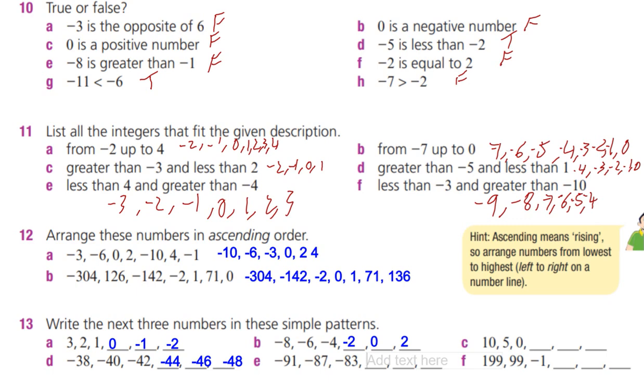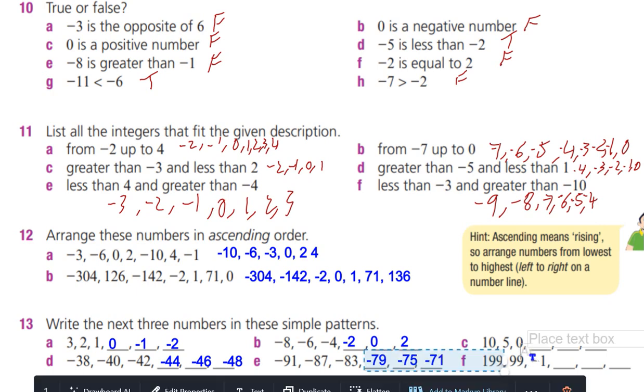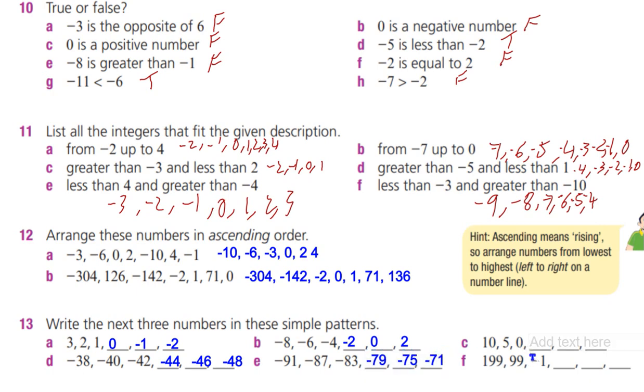When the numbers get smaller in the minus, it means it's getting closer to 0, it's getting bigger. So that will be minus 79, minus 75, minus 71. This will be minus 5, minus 10, minus 15. This is 100 smaller every time. Minus 201, minus 301.